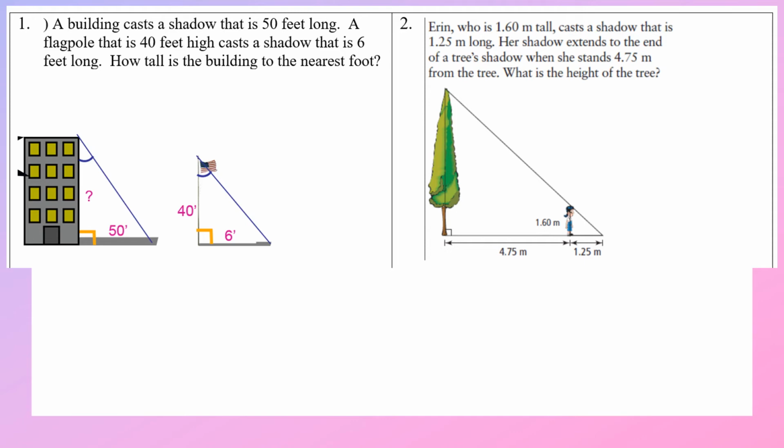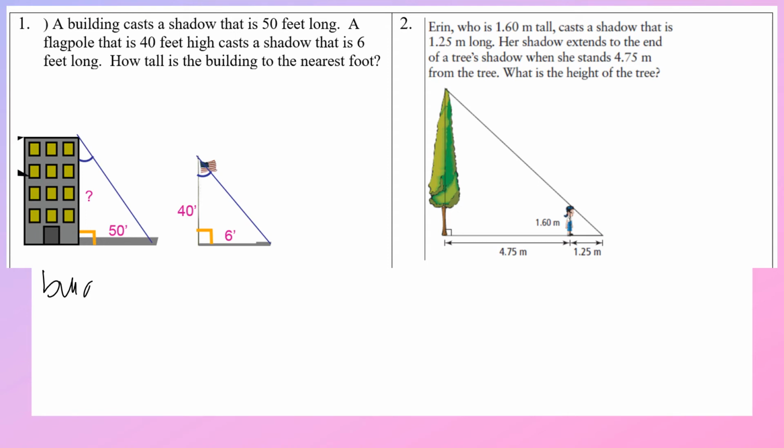Okay, so a building casts a shadow that is 50 feet long. A flagpole that is 40 feet high casts a shadow that is 6 feet long. How tall is the building to the nearest foot? Okay, so this is, again, a proportion. For these types of problems, we are assuming that the triangles are similar. That is the only way to be able to solve these. So even if it doesn't say they're similar, we want to assume that they're similar. Okay?